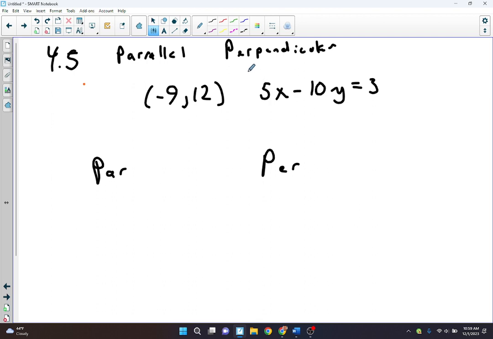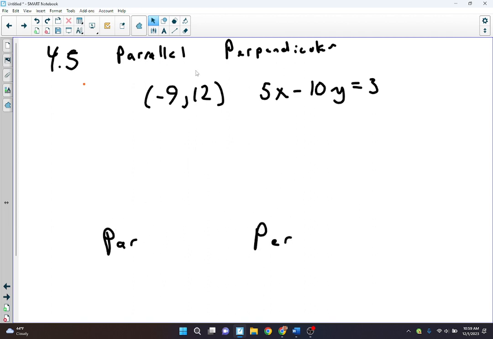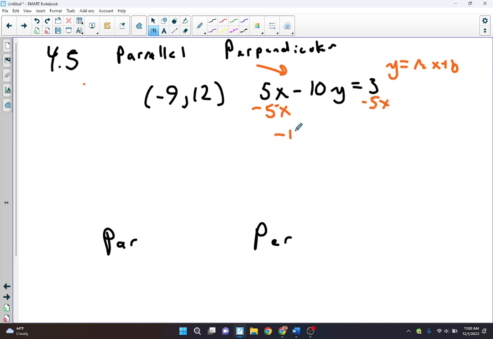So in this case, I'm going to need to find the slope. Right now, I do not know the slope, okay? So to find the slope, I need to rewrite this into a form that has slope. Typically, we write it in y equals mx plus b form. So I want to get the y by itself, so I'm going to subtract 5x on both sides. So negative 10y equals negative 5x plus 3.